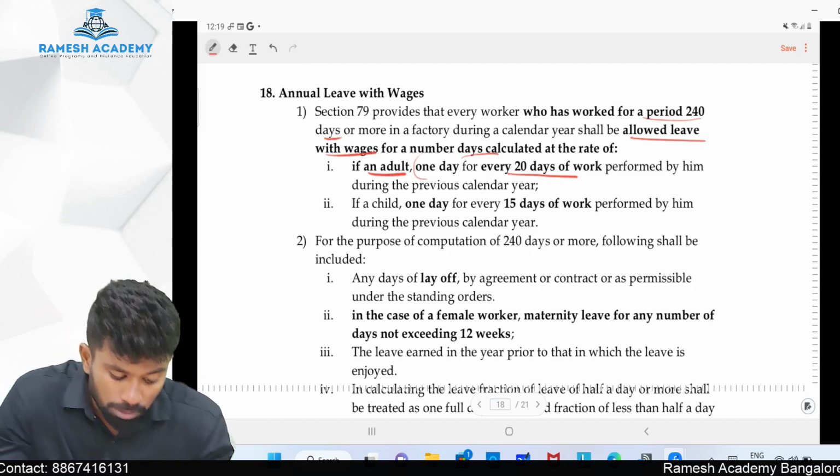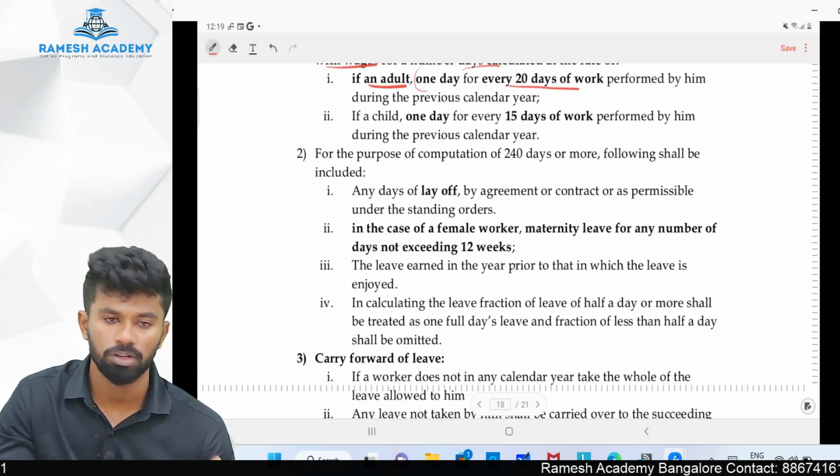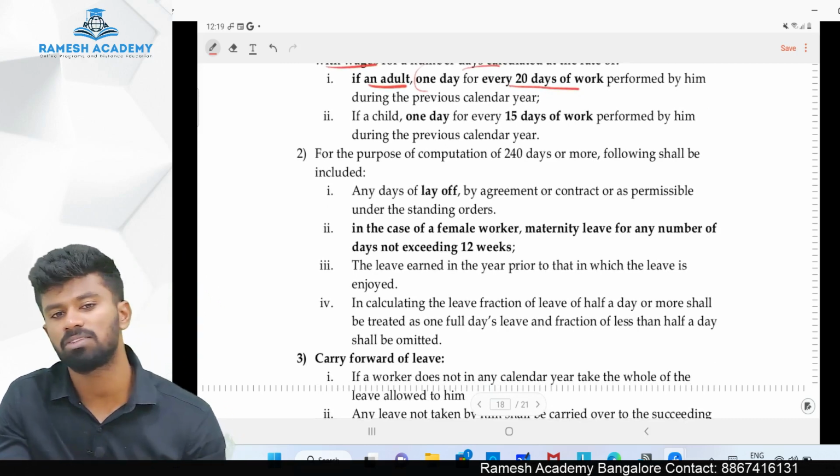For the purpose of computation of 240 days, only when you have worked for 240 days or more are you eligible for leave with wages. Otherwise, you are not eligible.